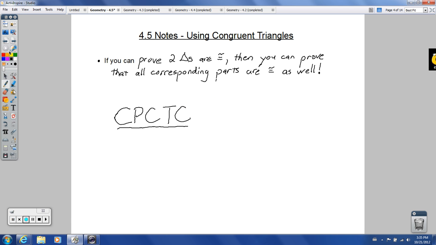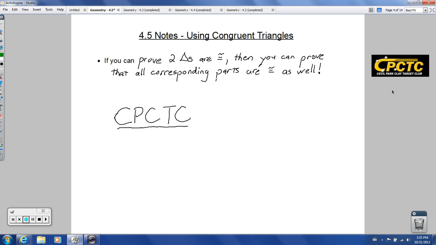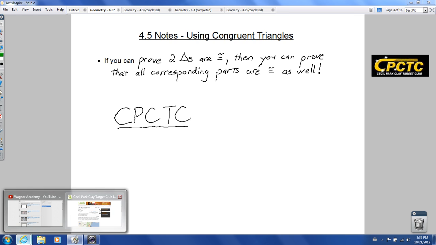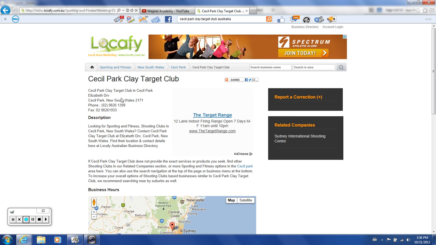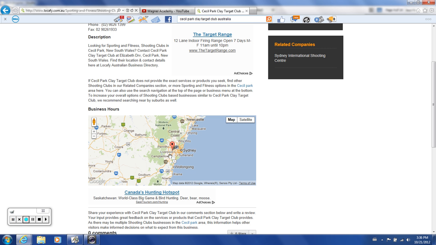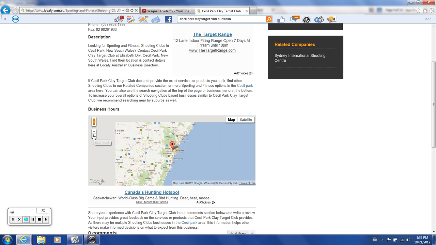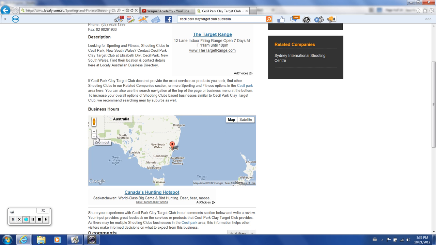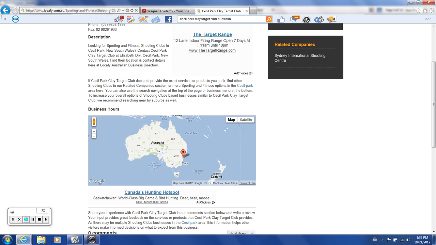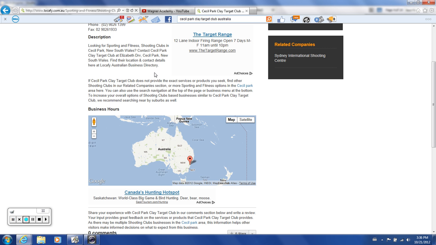I know what you're probably thinking. It stands for, Mr. Wagner, of course, it stands for the Cecil Park Clay Target Club, which is a park right here in New South Wales, Australia. I know that's what you were thinking. Yeah, right there, suburb of Sydney, Australia. We can even zoom out on that map there. There's New South Wales. There you are. I know that's what you were thinking, but I'm sorry, that's not what I was looking for.